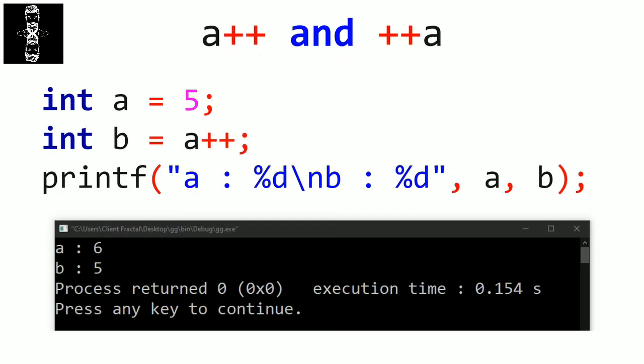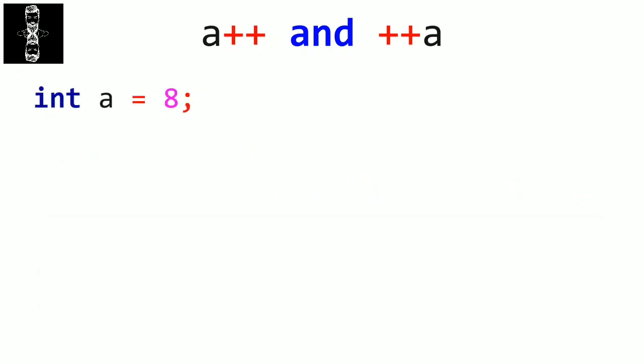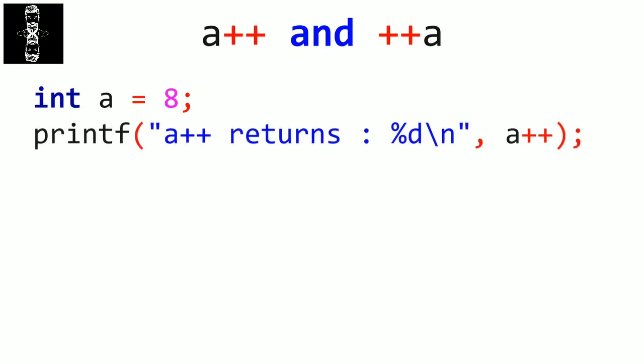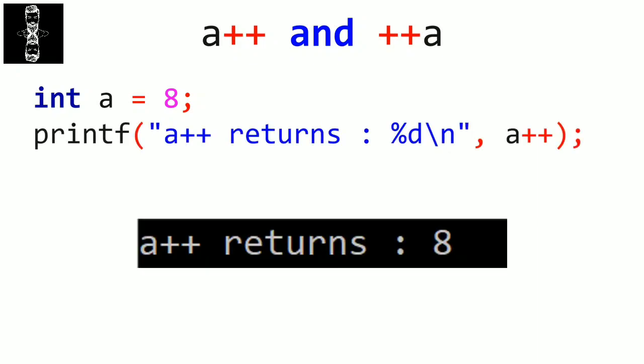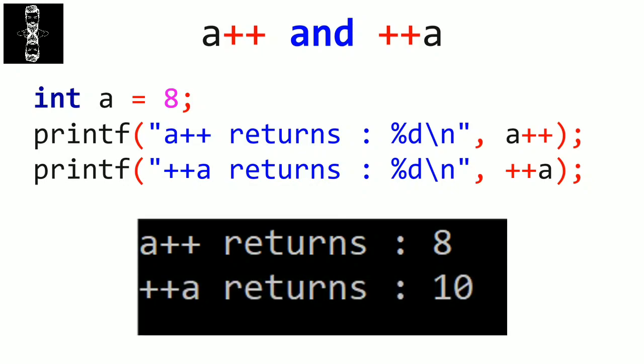But if we use ++a and we print, we get a is equal to 6 and b is equal to 6, because here we incremented a, then we assigned the value to b, which became also 6. Second example, we have a initialized to 8. If we print a++, now we get 8. But don't forget that it got incremented after it, so it's 9 now. And if we print ++a after it, we get 10, because we incremented a again. So it became 10, then we printed the value.